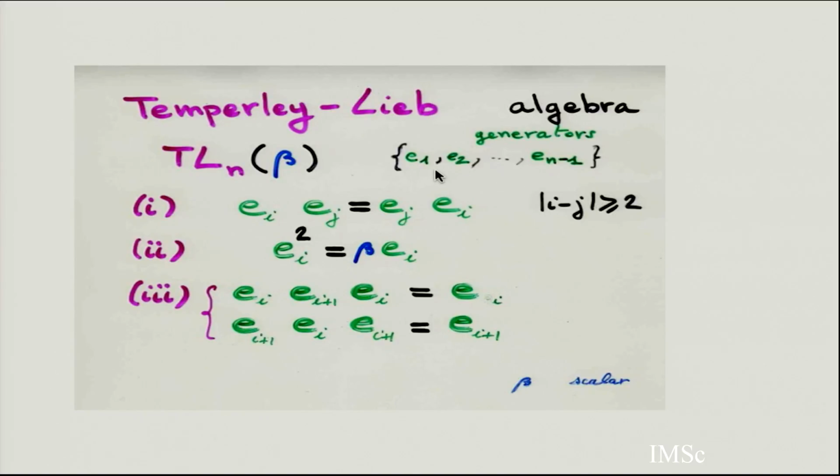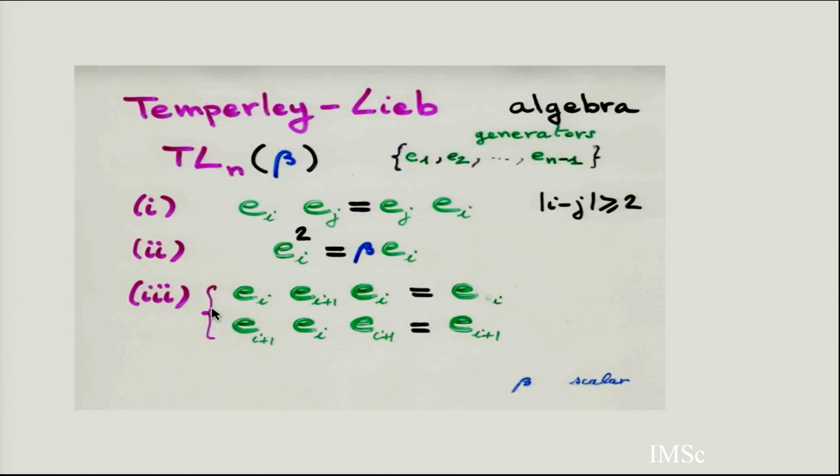Here you see why I put e_i in my previous slide. The generators are e_1, e_2, up to e_n, with the same commutation relation as for permutations: e_i e_j equals e_j e_i if and only if the distance between the two indices is bigger than or equal to 2. Now e_i squared is not equal to 1, but it is equal to beta times e_i. So there is a parameter beta in the Temperley-Lieb algebra.